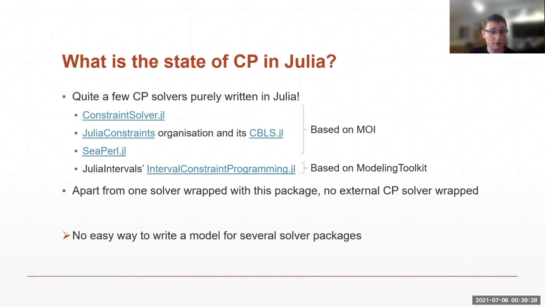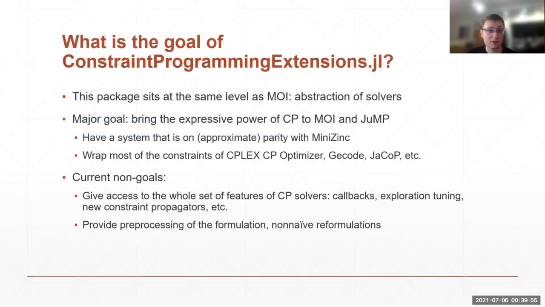The main problem I see with this quite large number of solvers in Julia is that there's no easy way to write a model for several software packages at once. You have to write models that are slightly different for each of the solvers. It's like you would have to write a completely different model for CPLEX or for Gurobi. That does not really make sense because they're implementing exactly the same features. So that's really the major goal of ConstraintProgrammingExtensions. It's really to sit at the same level as MOI to provide an abstraction of solvers that other people can use, mostly modeling layers.